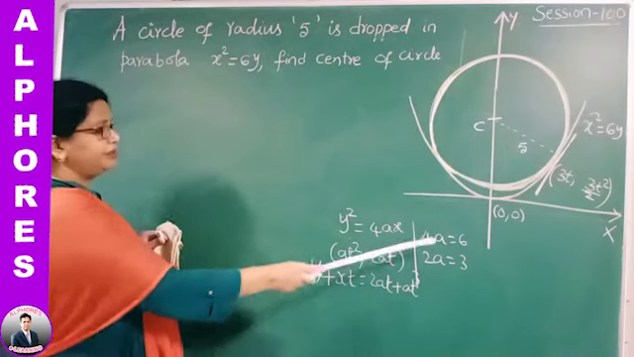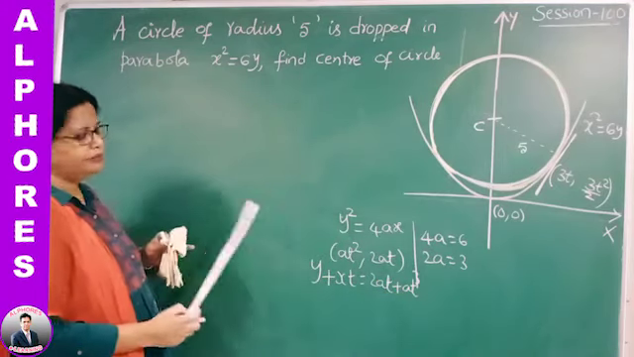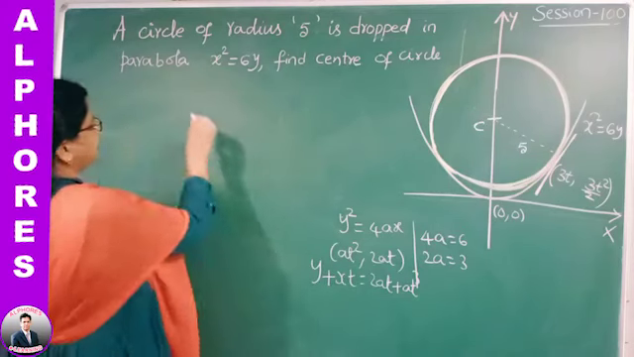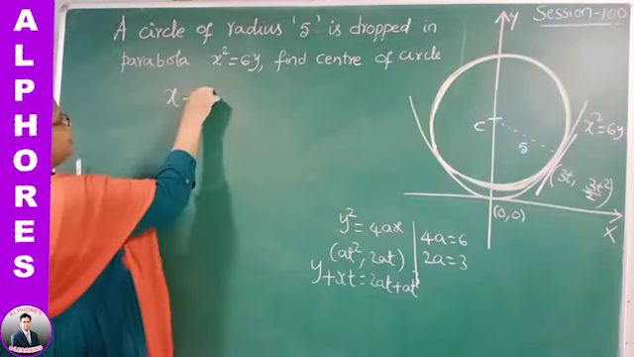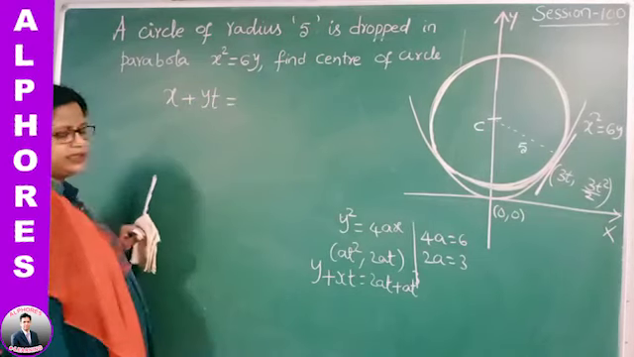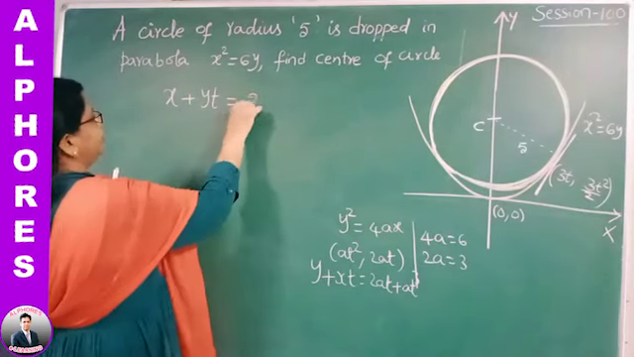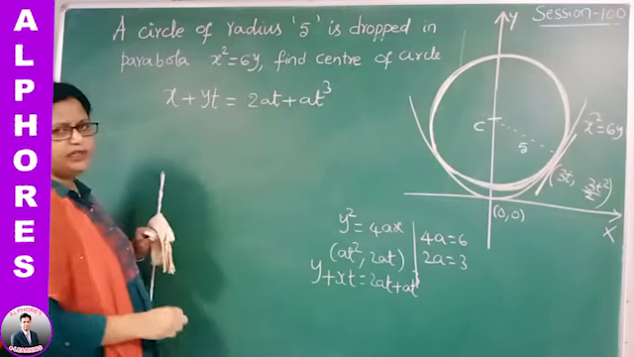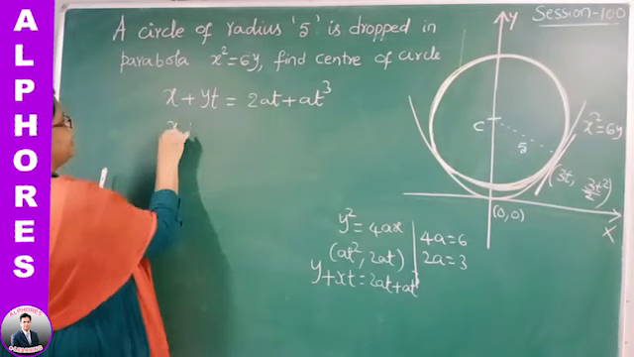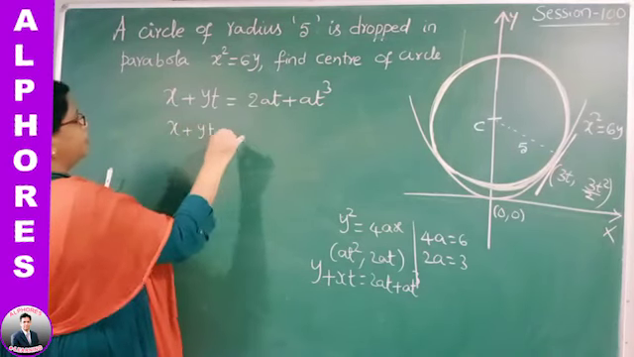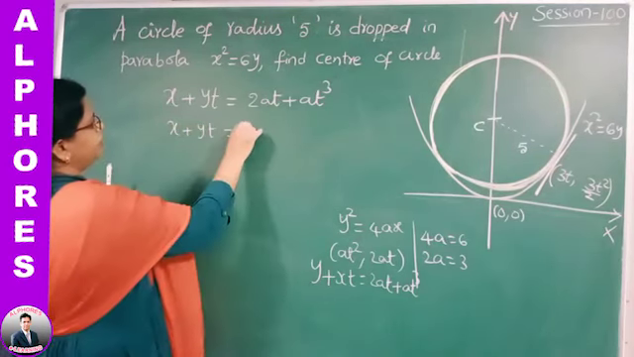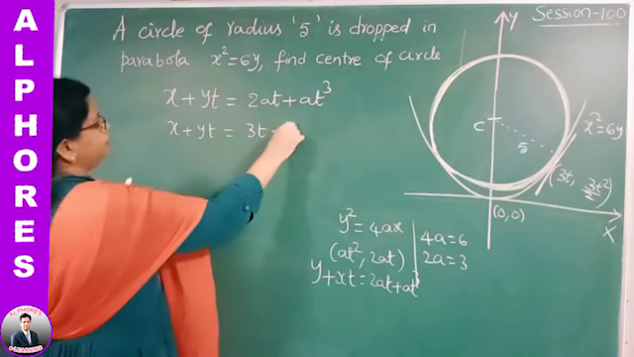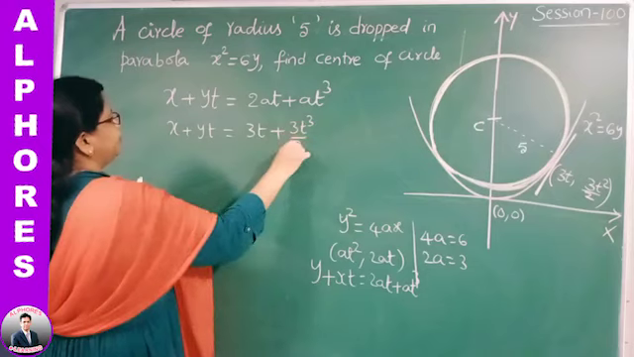Now what about this parabola x² equal to 4ay? Just interchange these two values. If you interchange, it is nothing but x plus yt equal to 2at plus at³. Now let us substitute the value. That implies x plus yt is equal to 2at plus at³. What is a? a means 3 by 2. So 3t³ divided by 2.